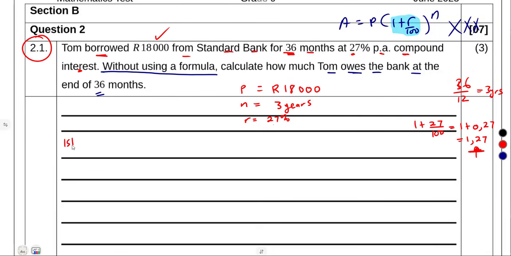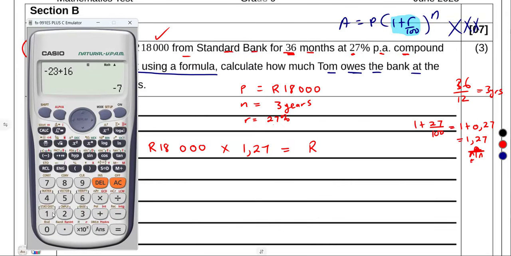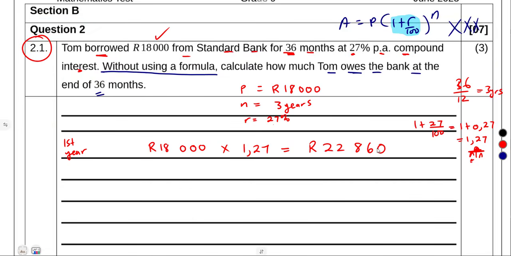So meaning to say, for the first year, we are going to consider what Tom borrowed. He borrowed what? 18,000 rand times the way that the money is increasing yearly. It's increasing by what? 1.27. So that's what's going to give us, all right, just use your calculator in this case. 18,000 times 1.27. This is going to give us 22,860. All right, so you move on with the same. Take this amount at the end of the year.